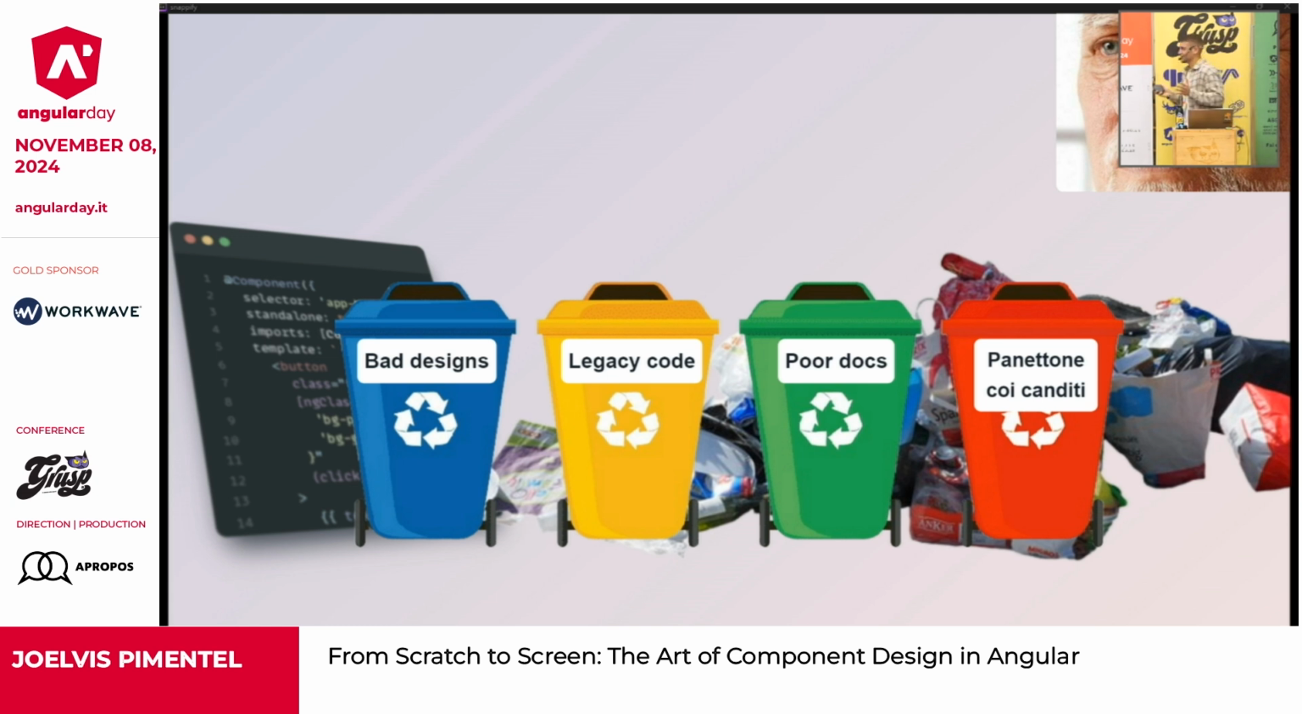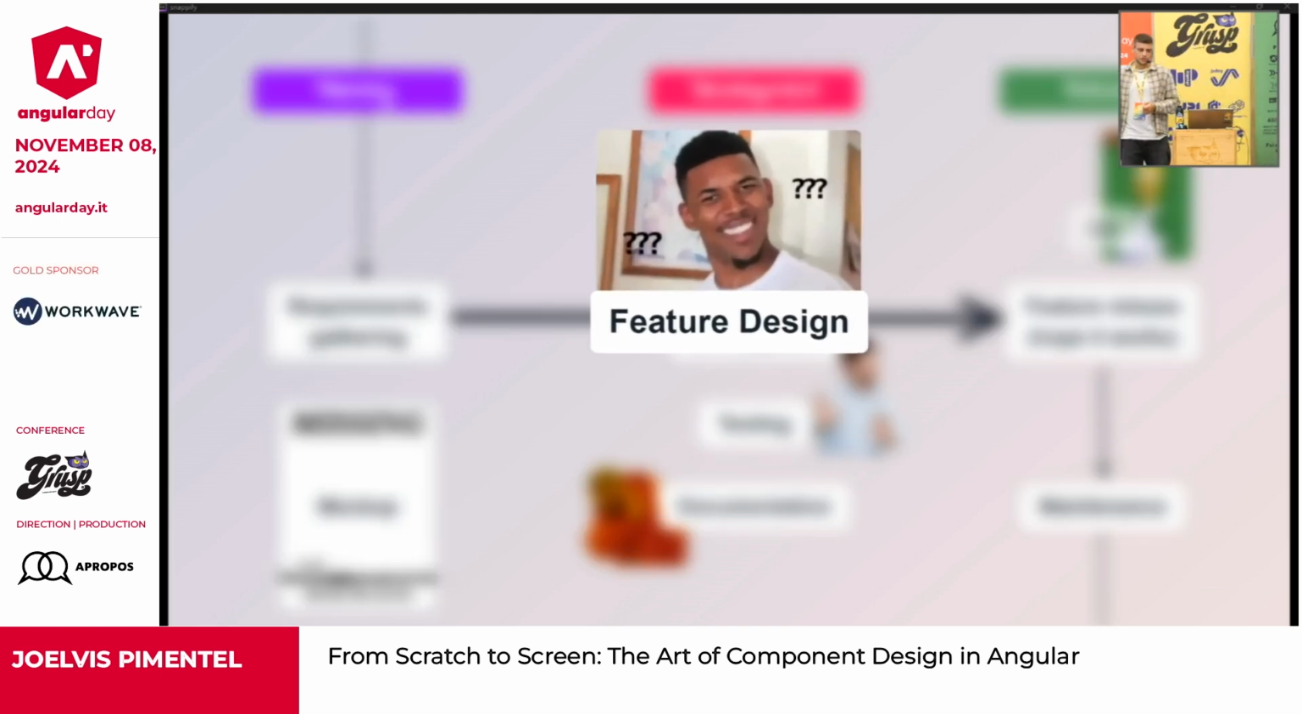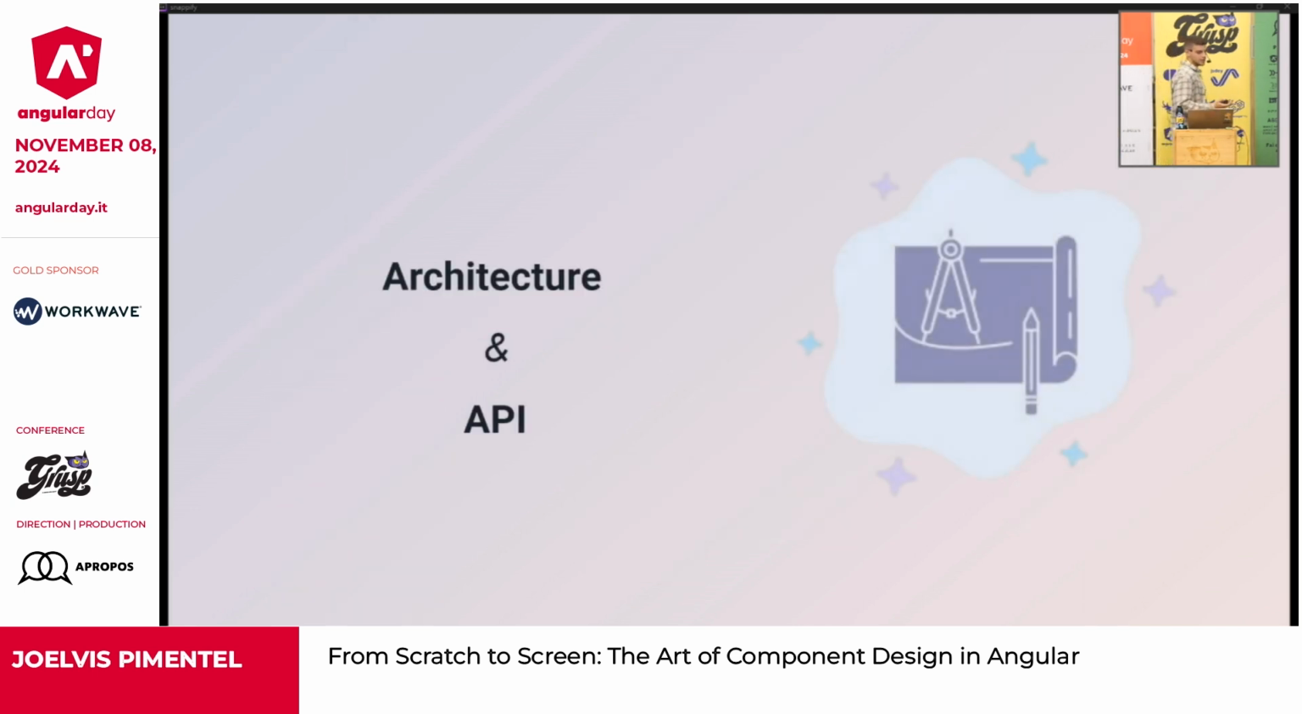But what did go wrong with Joseph's design? Well, Joseph did what we all do when we skip leg day. He skipped a lot of steps in the development process. And in particular, he skipped one important step, that is feature design. So what is actually feature design? Feature design is the process of picking an architecture and designing its API for the component.